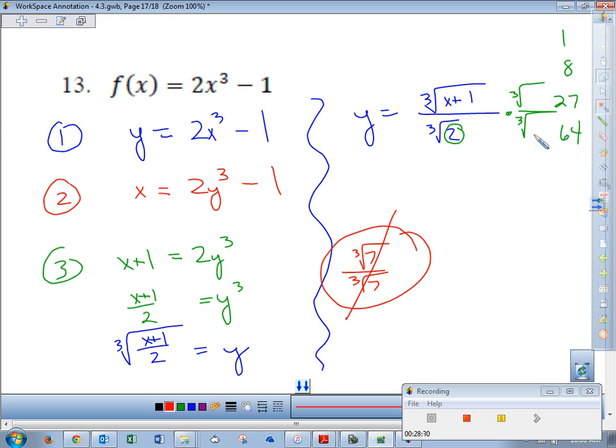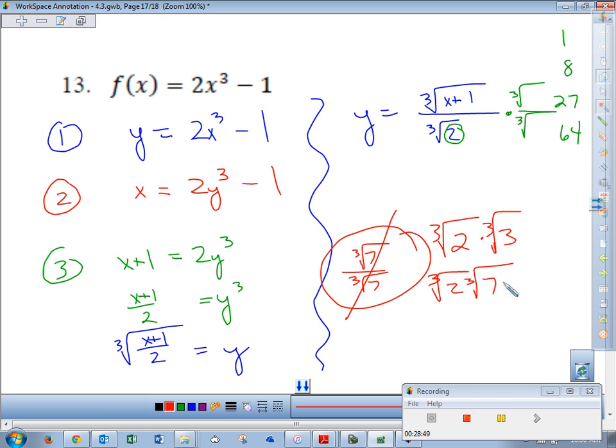Cube root of 2 times cube root of, let's say, cube root of 3. That would give you the cube root of 6, right? You can still multiply. Cube root of 2 times the cube root of 7 is the cube root of 14. You with me on that? You're just multiplying the numbers underneath there.